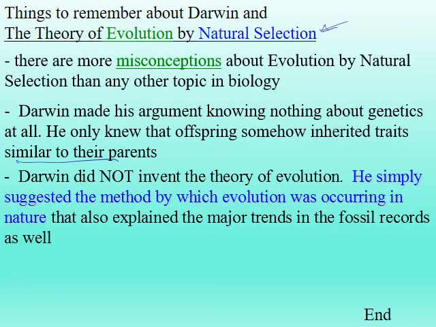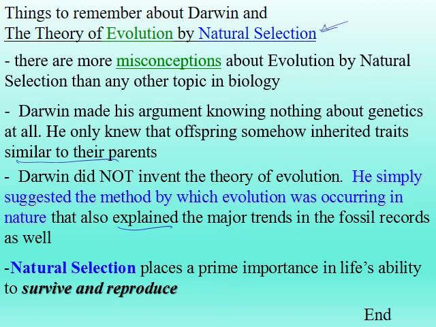And Darwin did not invent the theory of evolution. Again, evolution was a concept that had actually been around well before Darwin, a couple hundred years before Darwin. It's just that people couldn't explain how it was working. Darwin simply suggested the method by which evolution was occurring, what he called natural selection. And it turns out this method also helped to explain all the major trends in the fossil record we see, of things being relatively simple and becoming more and more gradually complex and more specific to the environment that they lived in.